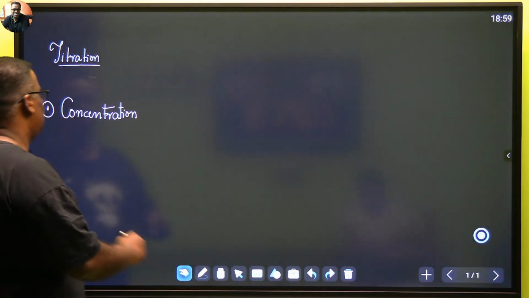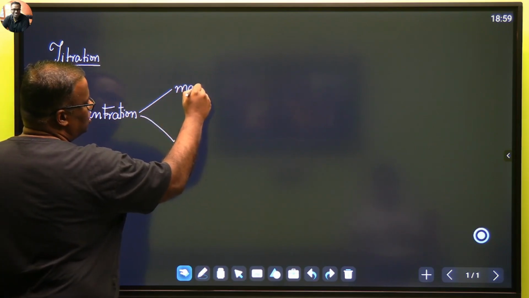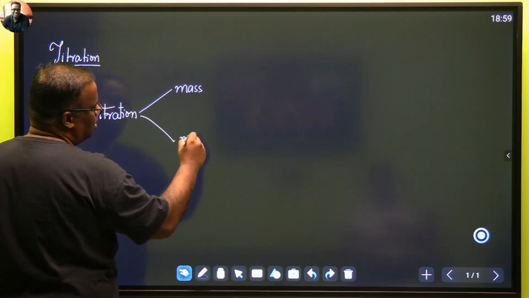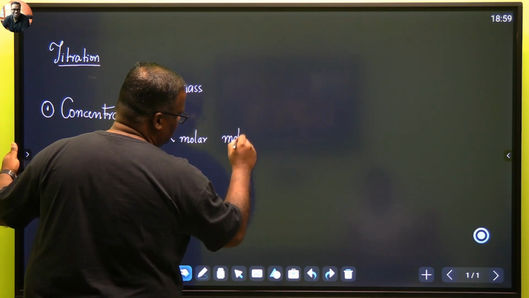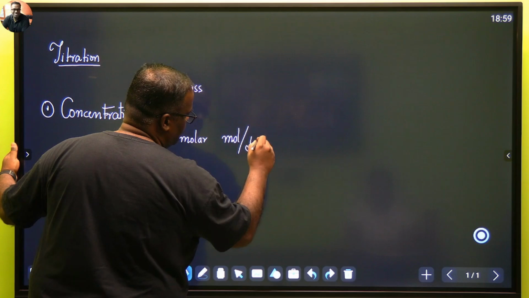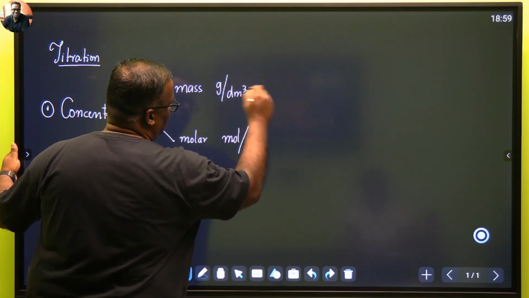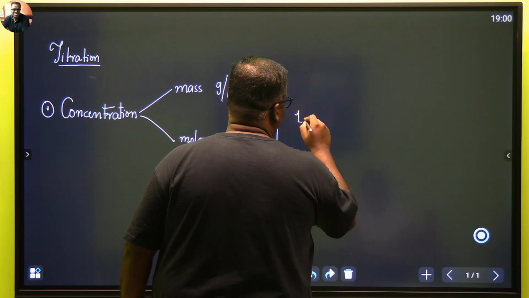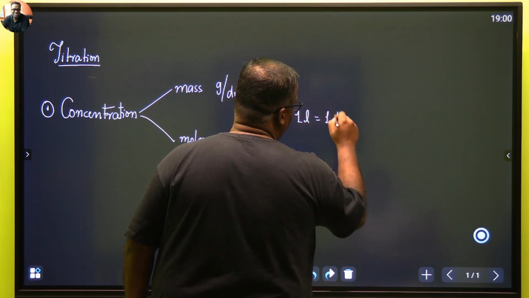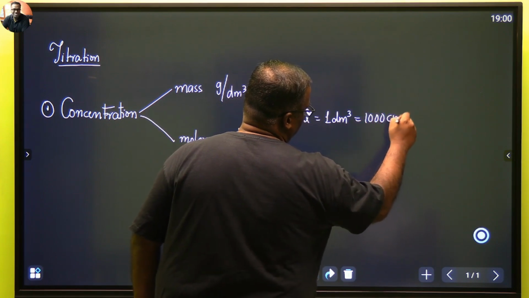Are you clear on concentration? Okay. Concentration we have studied under two ways. One can be mass concentration, one can be molar concentration. If it is molar concentration, it is expressed in moles per dm cube. If it is mass concentration, then it is grams per dm cube. And to solve these things, we should know our basic conversions. That is 1 liter is equal to 1 dm cube, which is equal to 1000 cm cube.